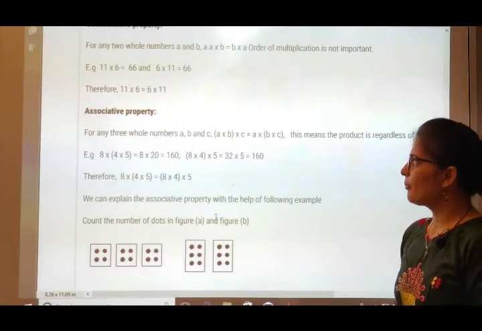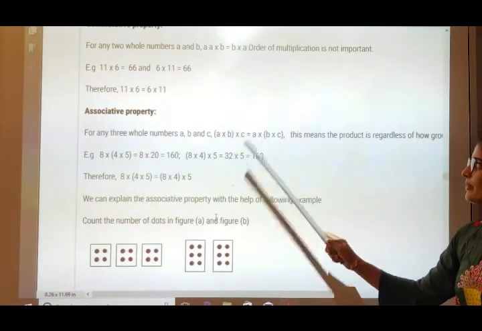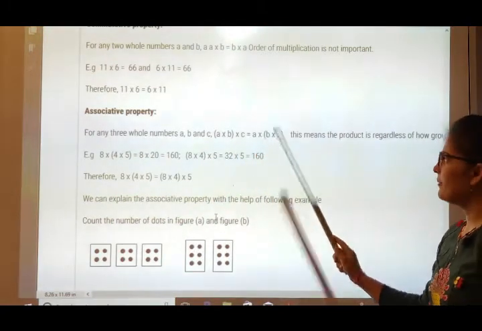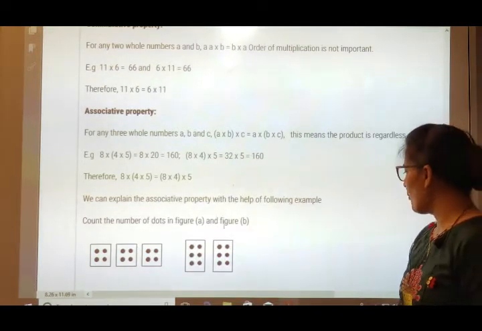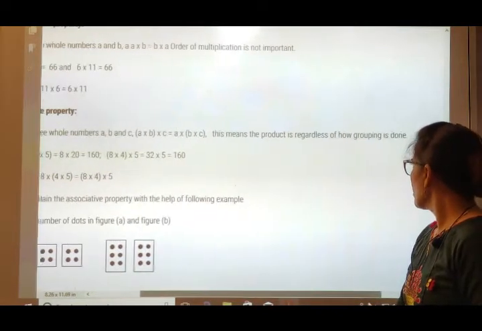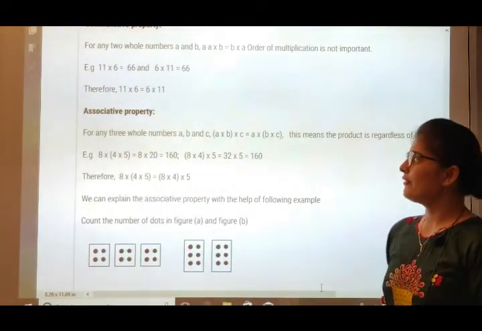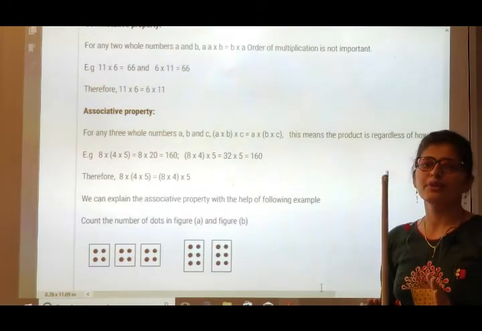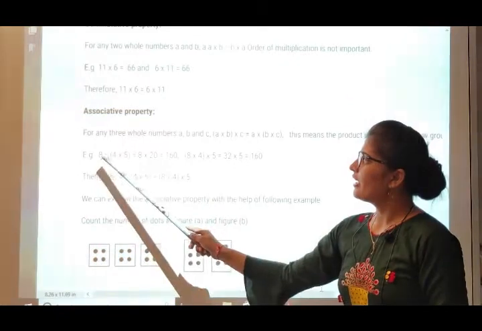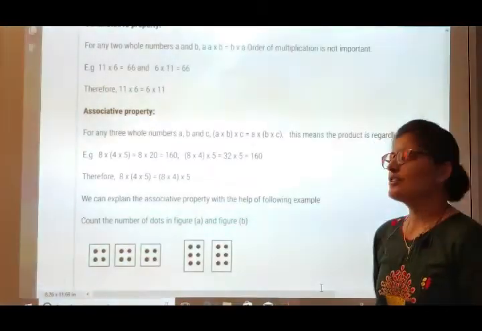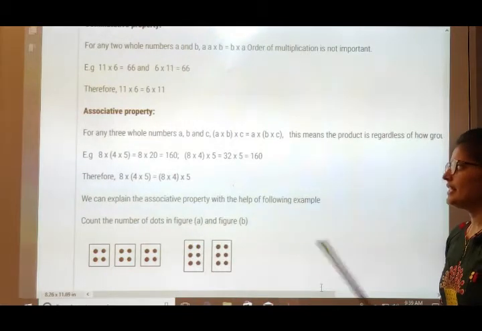Now associative property. For any three whole numbers A, B and C, (A multiply B) multiply C will be equal to A multiply (B multiply C). This means the product is the same regardless of how grouping is done. Here you can see 8 multiply 4 multiply 5. First grouping is done of 4 multiply 5. So 4 5s are 20. After that we will multiply with the 8. So 8 multiplied by 20, the answer will be 160.